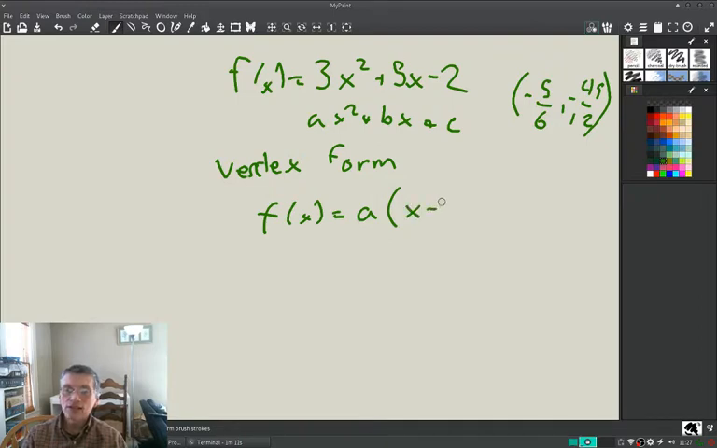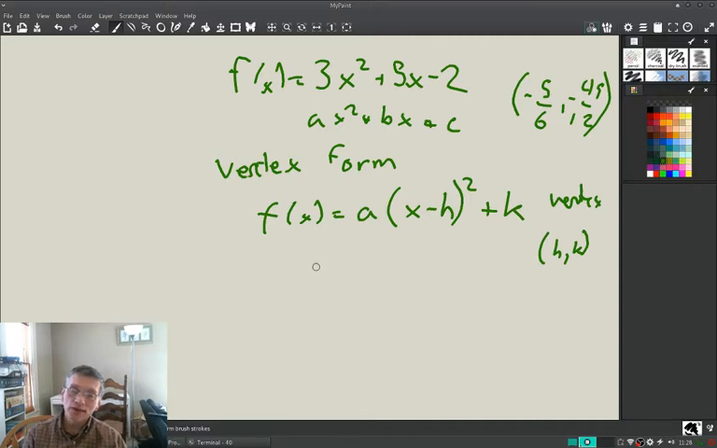a times x minus h squared plus k. I'm worried about this a. Don't confuse that with the other a. And here h and k are the vertex. The point (h, k) is the vertex. So if it's in this form, you can look at it and say, oh, the vertex is the opposite of whatever's in there, and this in there.